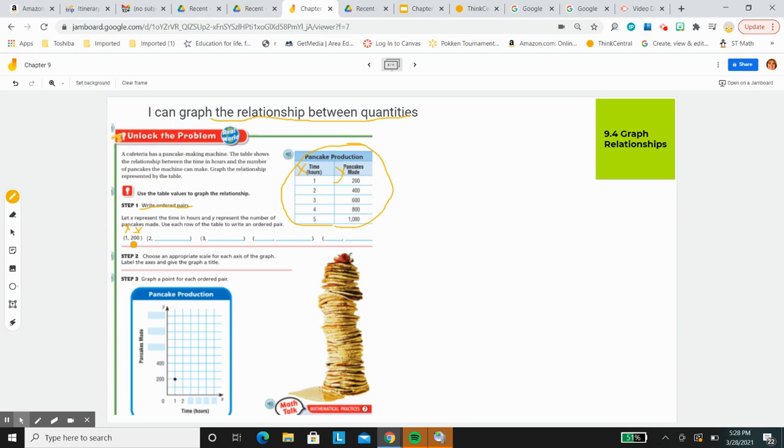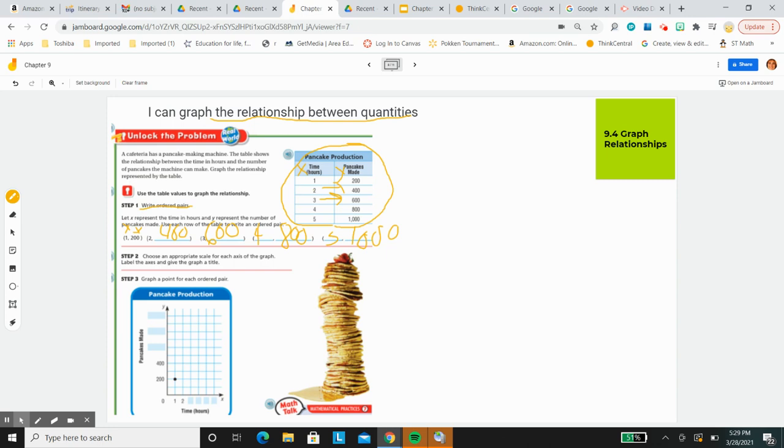Now we're going to come up here. I'm going to use my finger here. We're going to do 2. And then across from 2, there's a 400. So I'm going to put a 400 in this set right here. Then I have a 3 to 600, okay? 600 comes next. Now let's continue to fill these out. This is going to be 4. For every 4 hours, it can put out 800. For every 5 hours, it can put out 1,000. Okay, I've created ordered pairs.